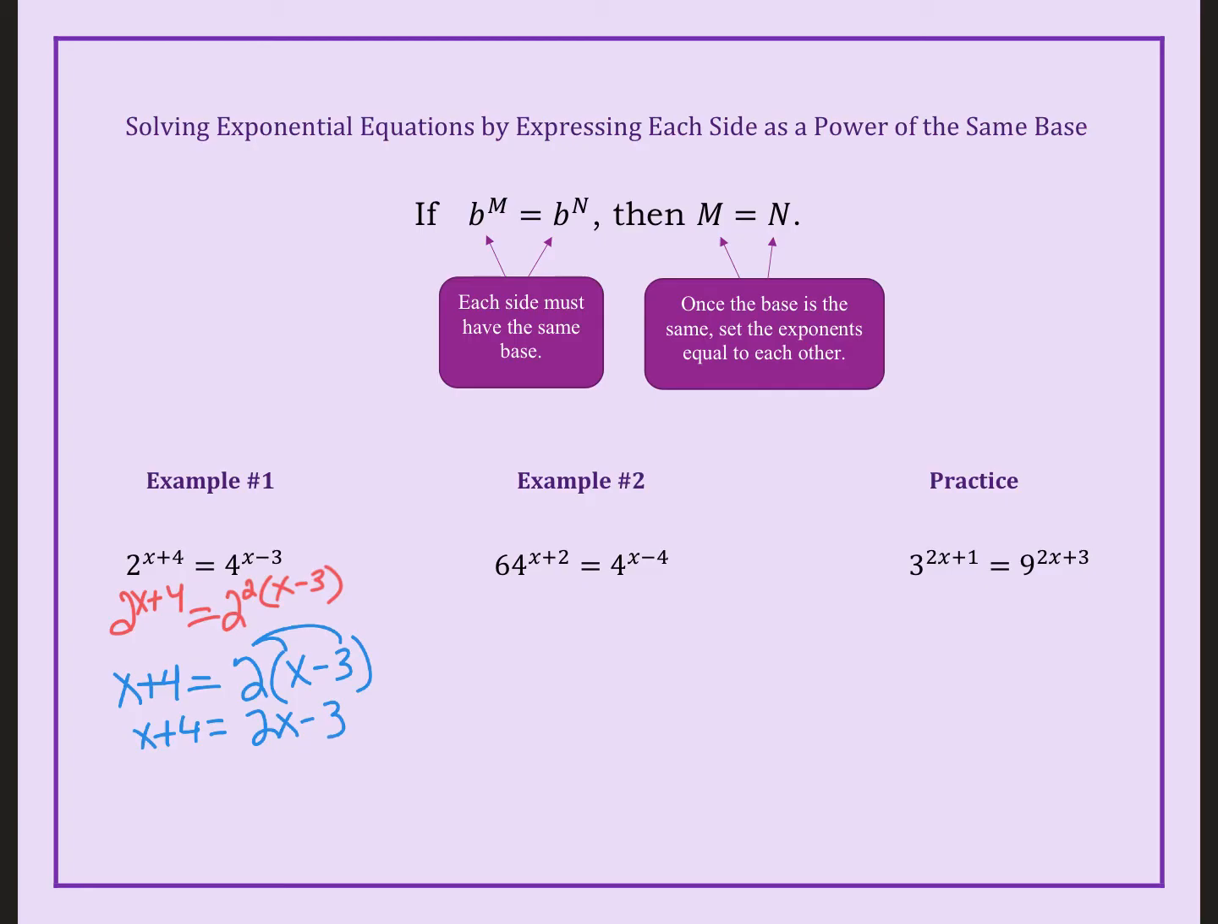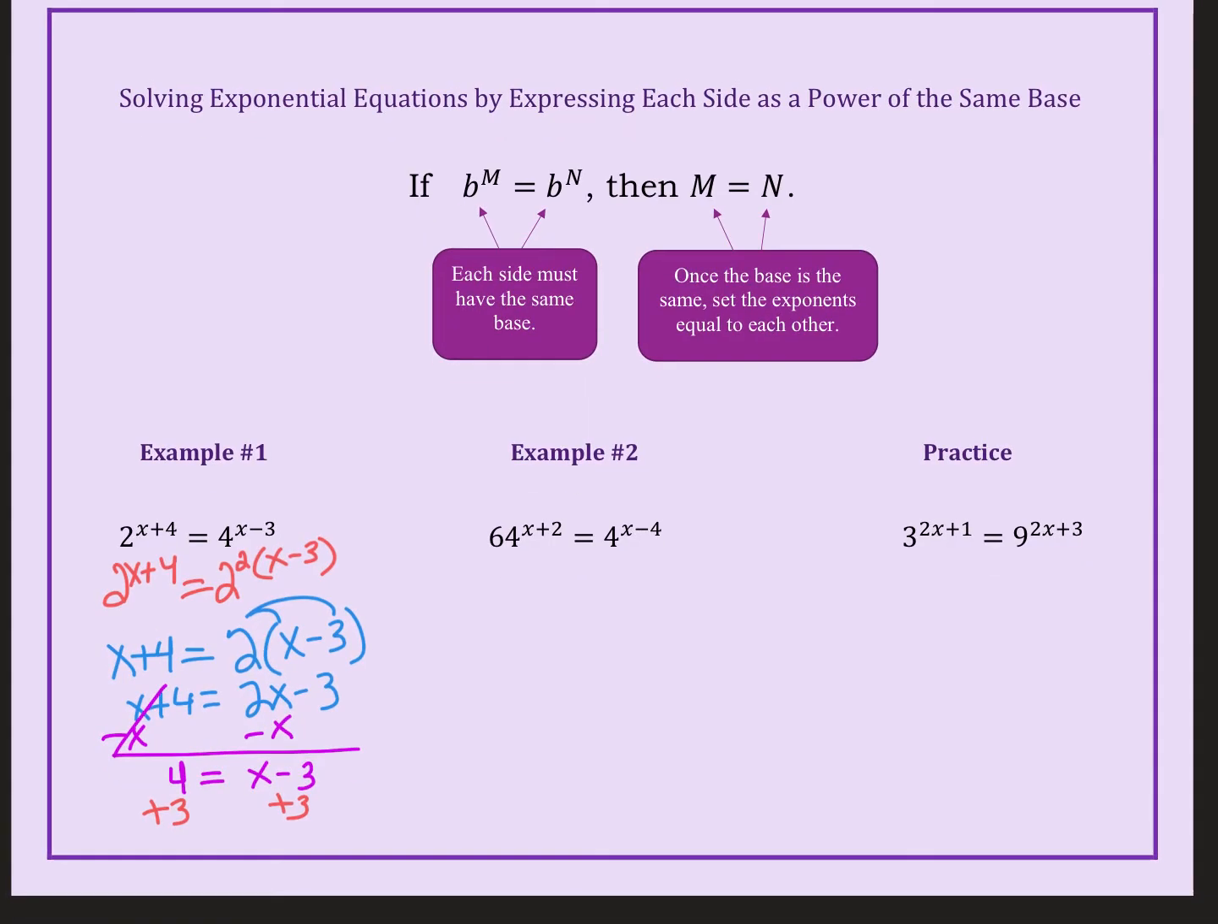Now, it's your choice what to move over first. I tend to pick the smaller x value to move over. And why do I pick that number? So I don't have to deal with any negative x's. I'm going to subtract x from both sides. And I get 4 equals x minus 3. And now I can add 3 to both sides. And when I add 3 to both sides, I get the answer of x equals 7.